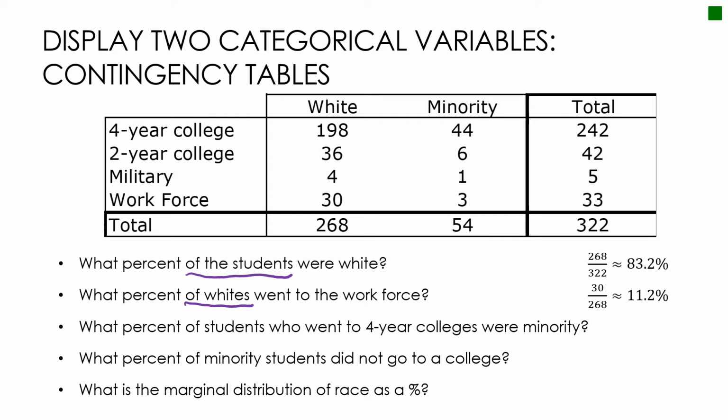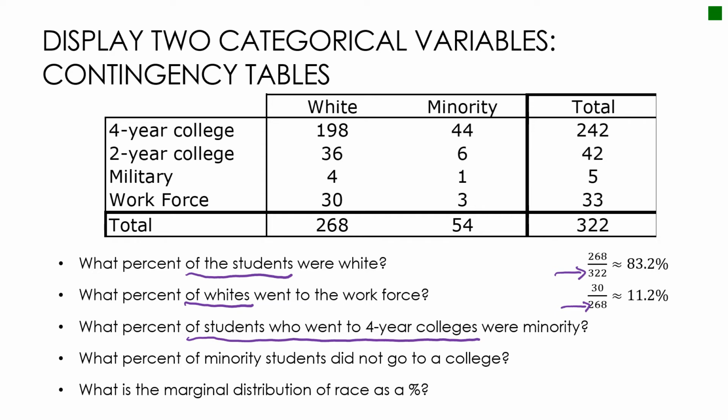What % of students who went to four-year colleges? So now my population, and when I say population, I'm speaking about the denominator of my fraction. So this denominator was 322 because it was all students. This was 268 because it was white students only. So this is the population of students who went to four-year colleges, which I'm going to look for here, 242.